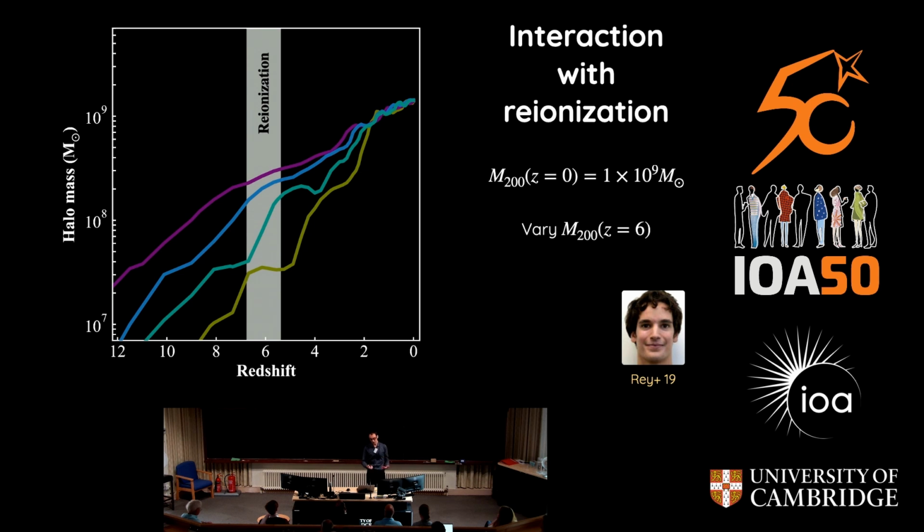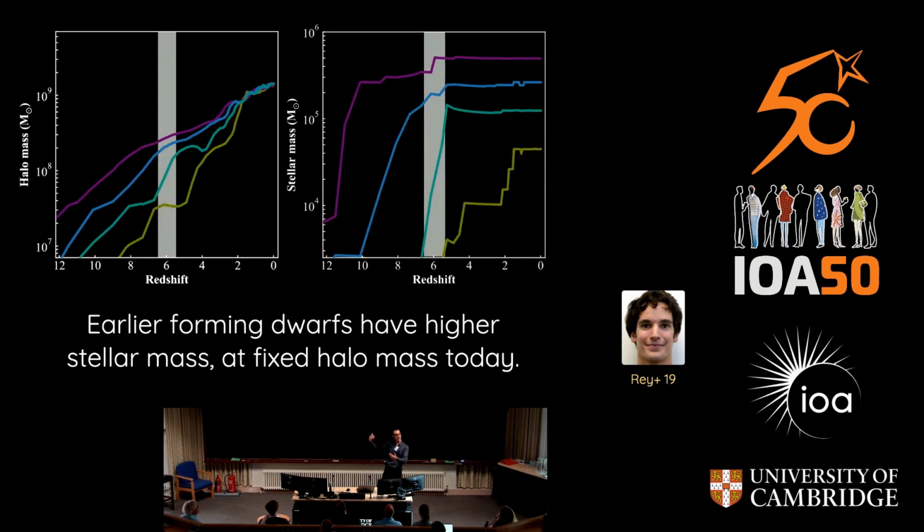But when you look at the stellar masses, they actually differ by an order of magnitude, just because of the timing of when this thing collapsed relative to reionization. So if you form your mass earlier, you end up with a higher stellar mass, and that's at a fixed dynamical mass today. So the idea that a given dynamical mass tells you what stellar mass you're going to end up with is certainly not correct at the low mass end. There is going to be a huge amount of scatter.